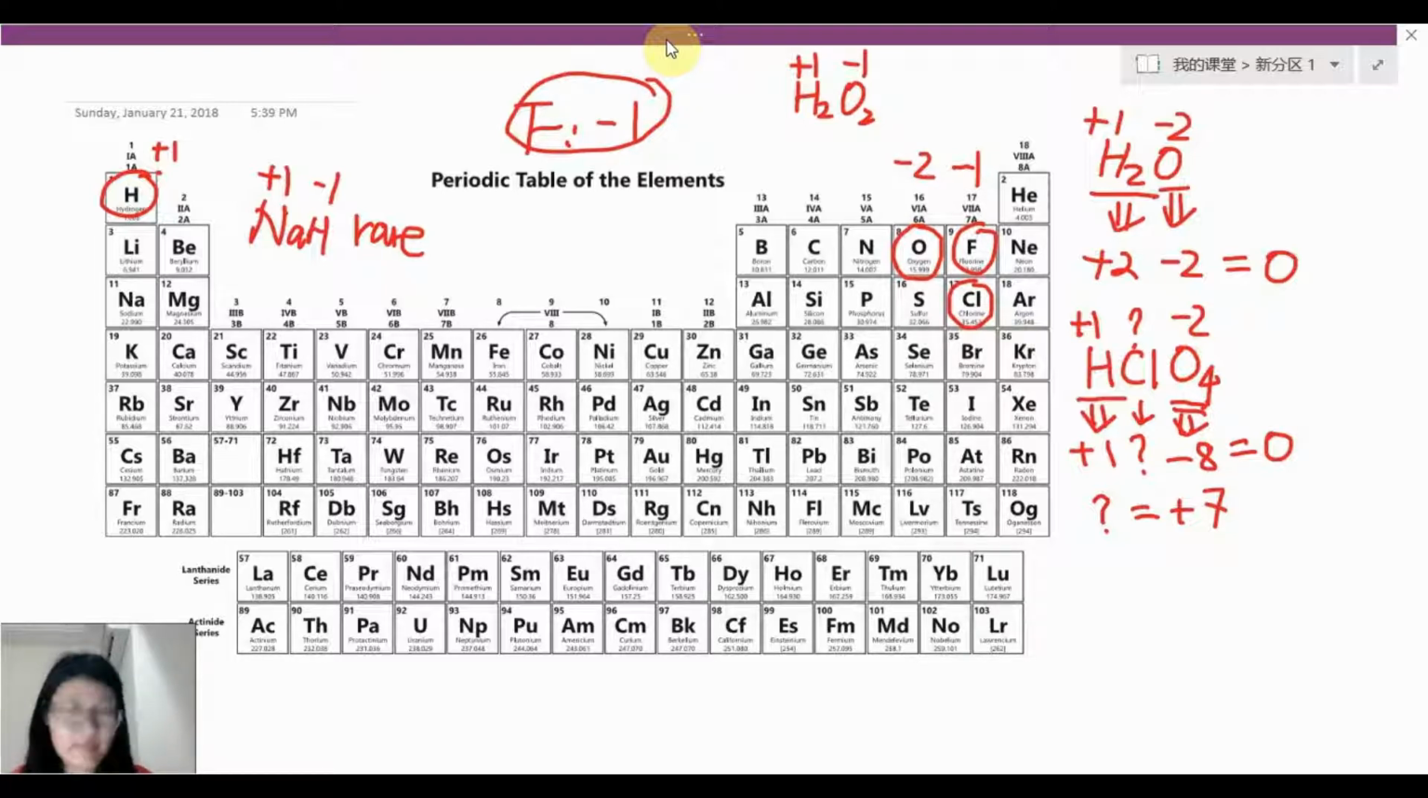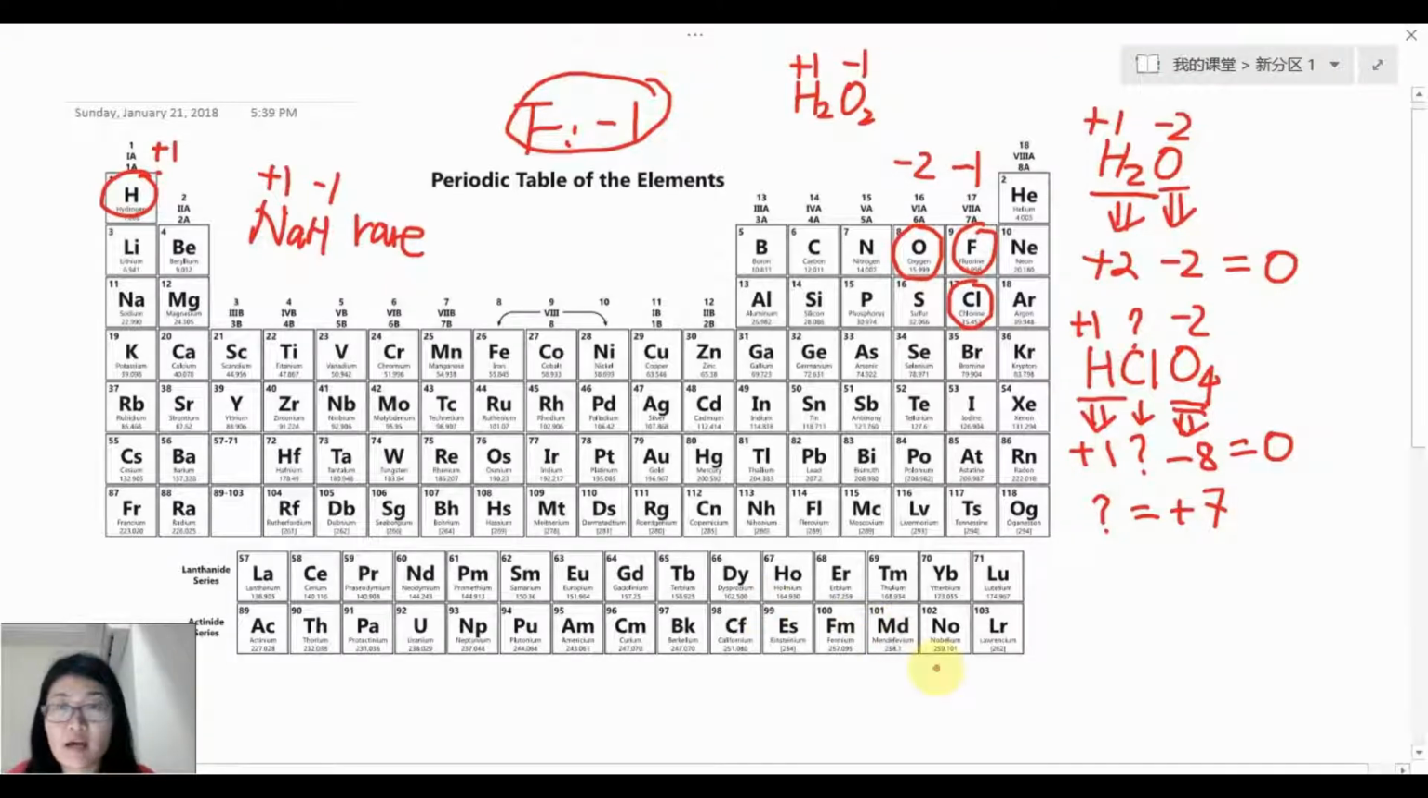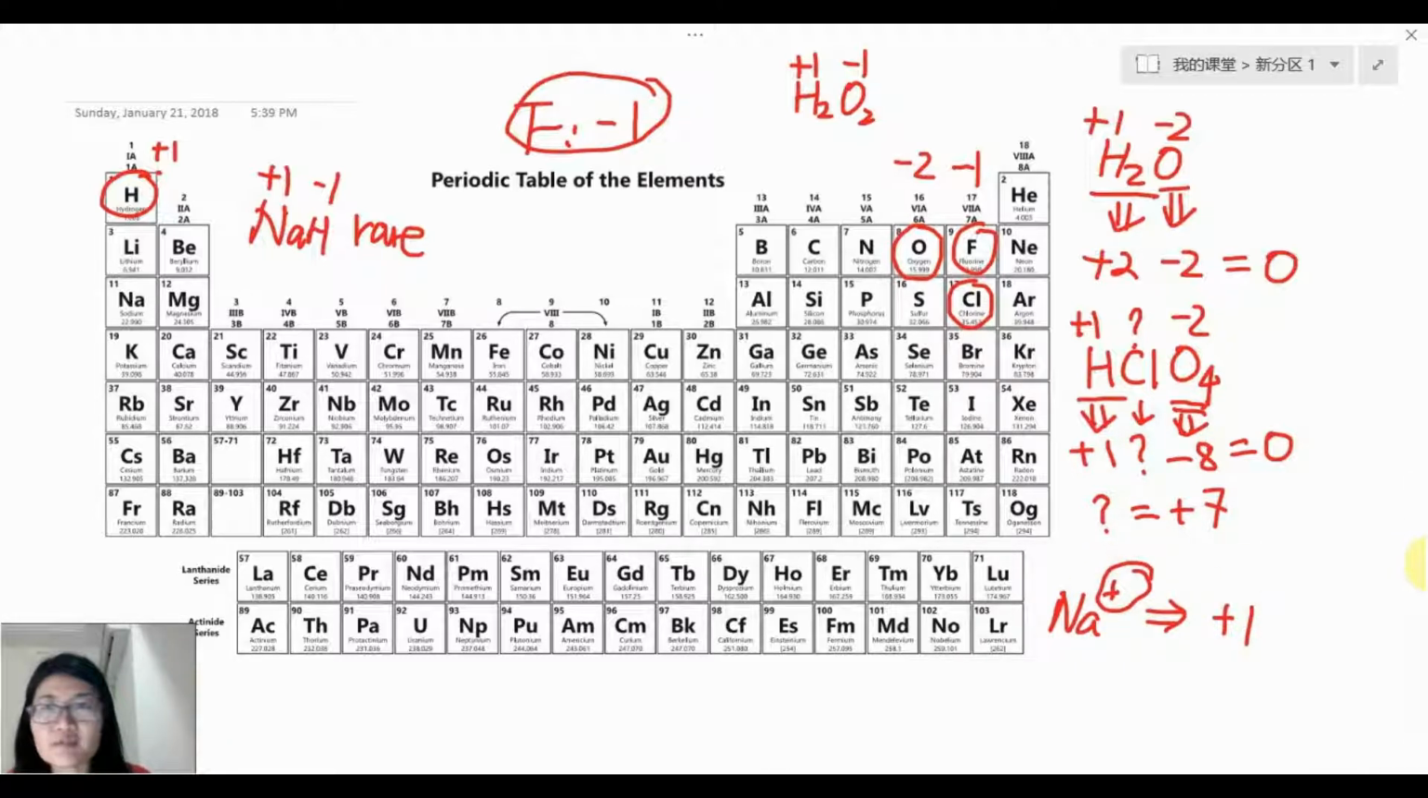So, that's basically it. And somebody might want to ask me, how about Na+, sodium positive? What is the oxidation number of sodium positive? Well, simply it's positive 1 because why? You have a positive sign here, okay? So that's basically it. Oxidation number is pretty easy, but it's one of the most fundamental things in chemistry.